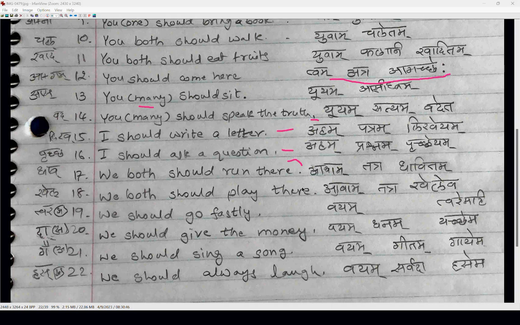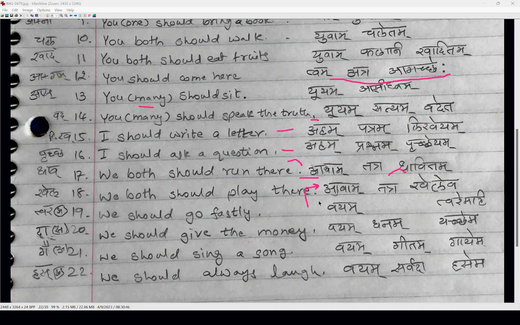We both should run there. Avam tatra dhavitam. No, not dhavitam. Should run there. Dhava is okay, but what is the form? Dhavet, dhavetam, dhaveyuhu, dhavehe, dhavetam, dhaveta, dhaveyam, dhaveva, dhavema. Dhaveva, avam. Dhaveva.